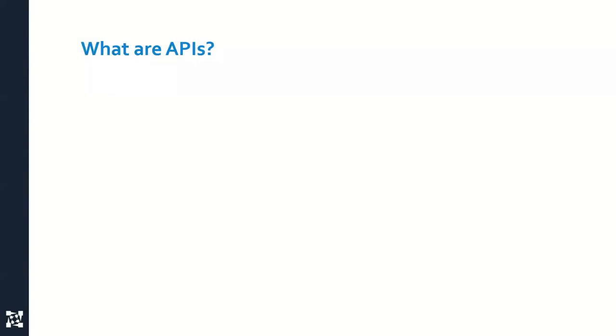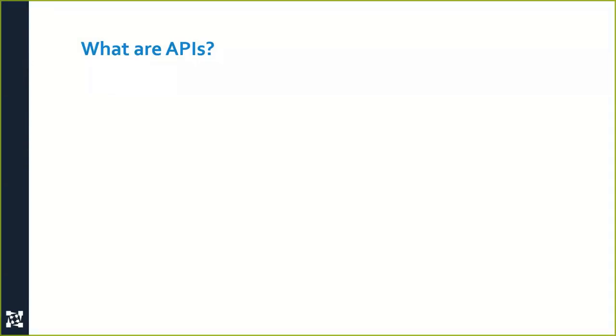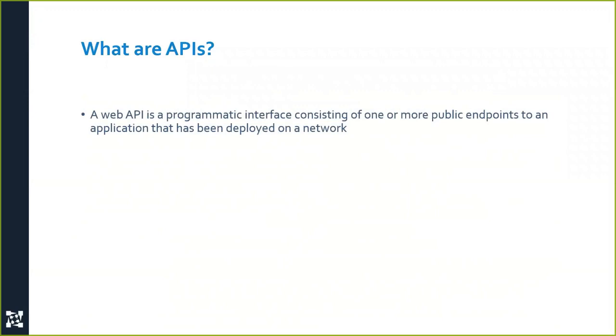So what are APIs? The general definition for an API is a programmatic interface with one or more public endpoints to an application that's been deployed on a network. Now, this network can be over the web, it can be a hidden network that's company specific, but what we're really looking for is something that you can actually access using some sort of endpoint.